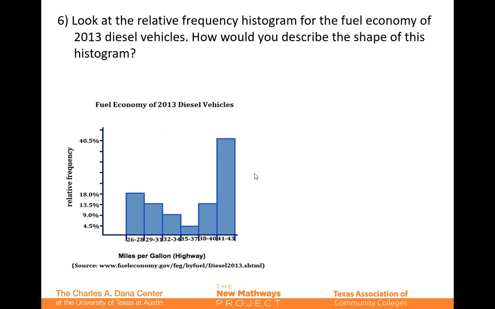Look at the relative frequency histogram for the fuel economy of 2013 diesel vehicles. How would you describe the shape of this? You might describe this one any way you want to, as being perhaps V-shaped. Sometimes you see something that has two peaks, which this seems to. We have a big peak over here, but it also seems to peak over here also.